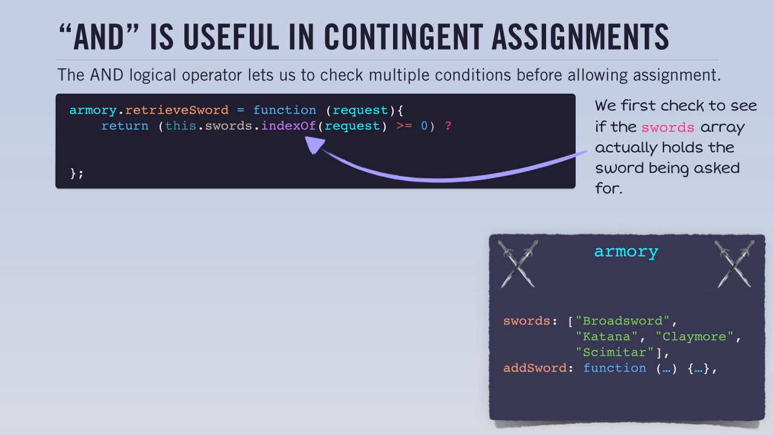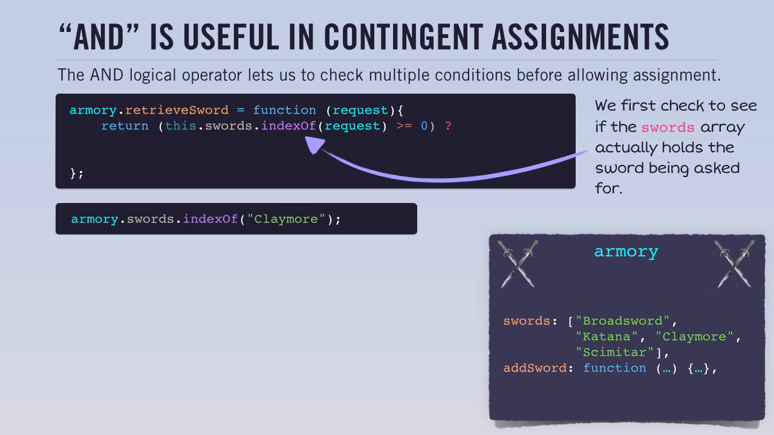So just to illustrate the power of this indexOf method for a moment, let's pass Claymore into the indexOf method on the swords array. What it's going to do is look through that array over there in the armory. You can see that the Claymore exists in index 2. Remember that arrays are 0-based. And it will return that 2, so we know that the Claymore is exactly in index 2.